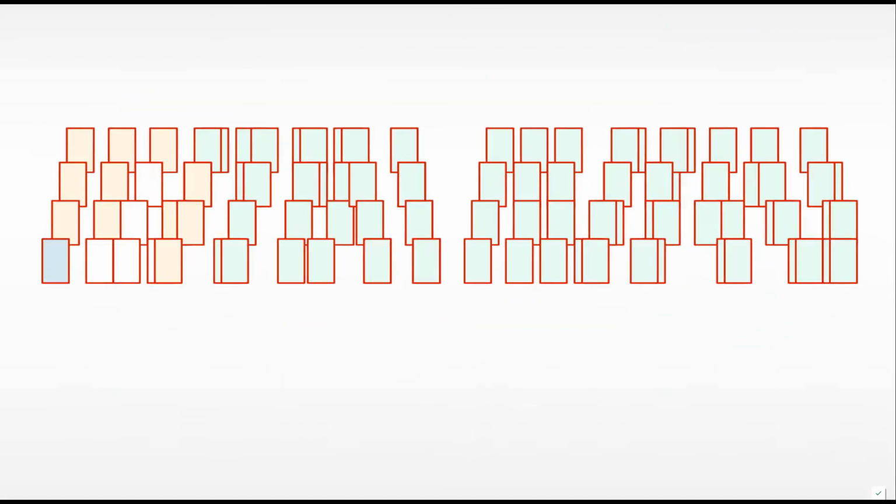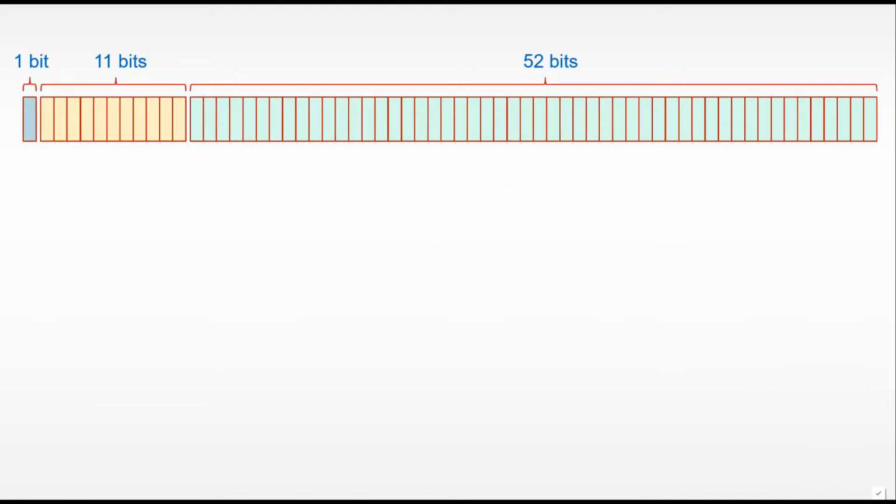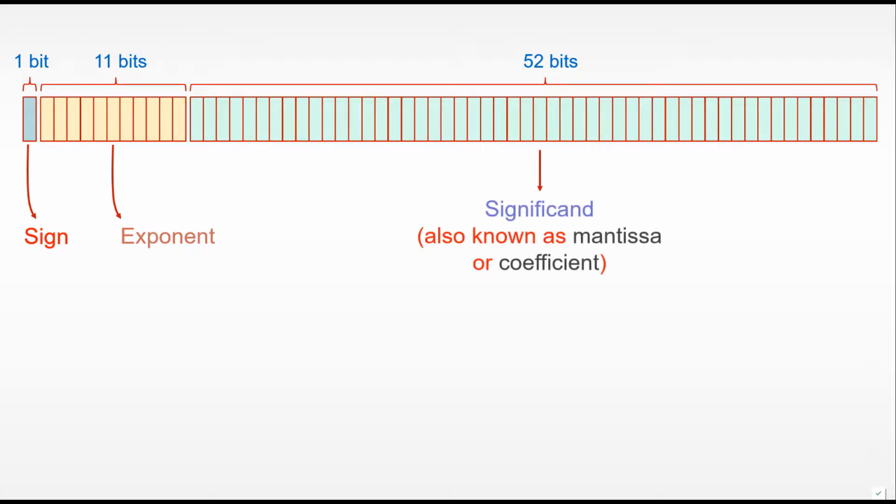So for us to handle all of this, we in fact separate the series of 64 bits into 3 components. We have one bit which represents the sign, whether something is positive or negative. We then have 11 bits which represent an exponent. All of this would make a lot of sense in just a little bit. And then we have something called the significand, which is also known as a mantissa or a coefficient, which is where we will be storing most of the digits that would represent the number.